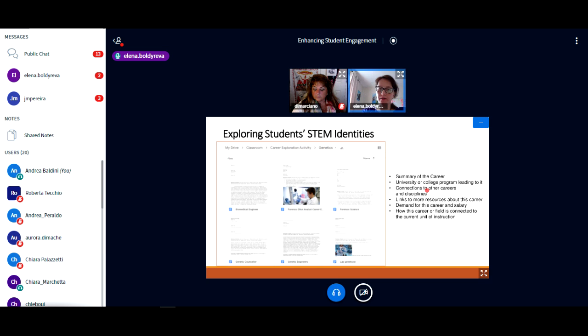They could suggest a career, and they provide a summary of the career, the university or college program leading to it, connections to other careers and disciplines, links to more resources about this career, demand for this career, and the salary, because students are always looking at what the salary will be when they graduate, and how this career field is connected to the current unit of instruction. So we try to connect to each unit. Here they were researching and exploring different jobs, for example, forensic scientist, genetic engineer, genetic counselor, and many other jobs.